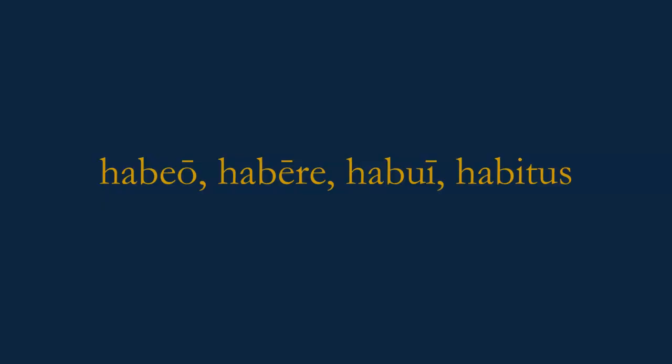The second principal part, the infinitive, is habere. If we remove the re, we're left with habe, which is the present stem. Of course, this is really hab plus the thematic vowel long e, but we put these together and we call this whole thing the present stem.